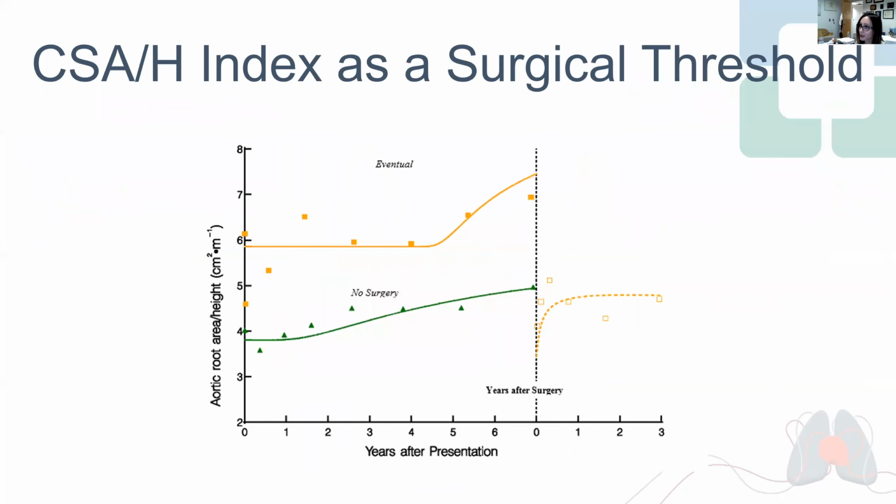Our patient population at the Cleveland Clinic underwent surgery for Marfan syndrome-related aortic issues at a CSA over height index of 6 to 8, as you can see here in the yellow lines. After surgery, the CSA over height stabilized and was fairly constant thereafter.